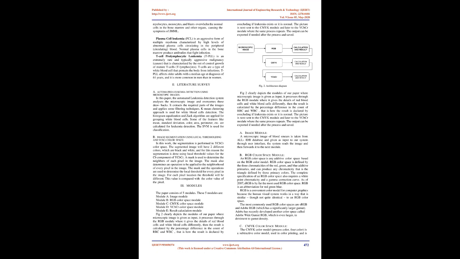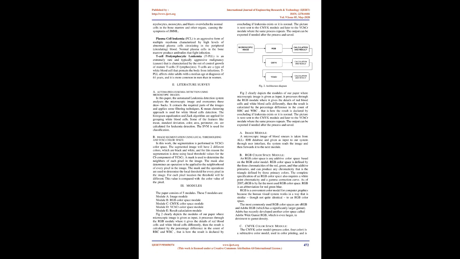This value is compared with the color value of the pixel. 3. Modules. The paper consists of 5 modules. These 5 modules are: Module A, Image Module. Module B, RGB Color Space Module. Module C, CMYK Color Space Module. Module D, YCbCr Color Space Module. Module E, Result Calculation Module.